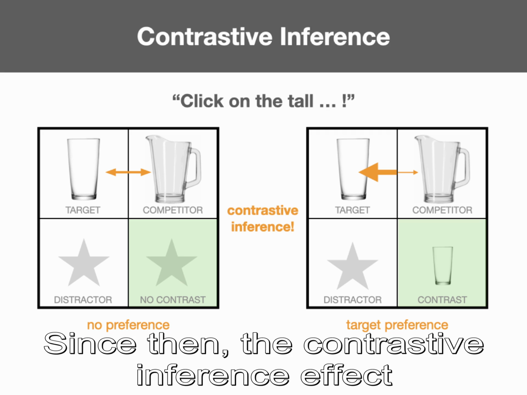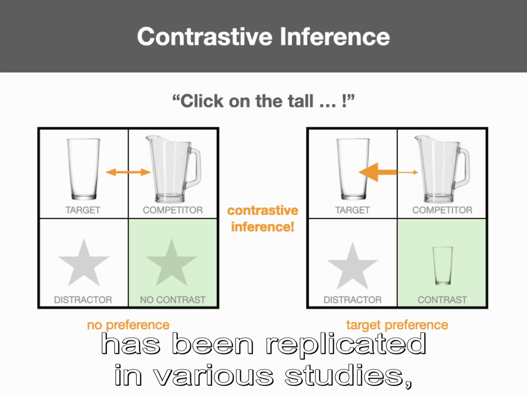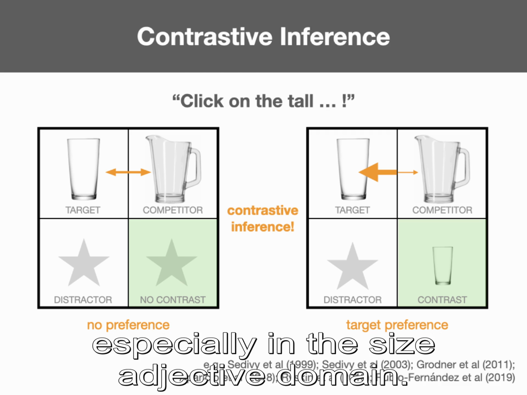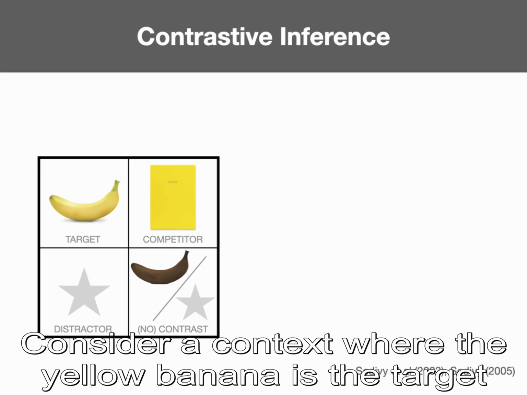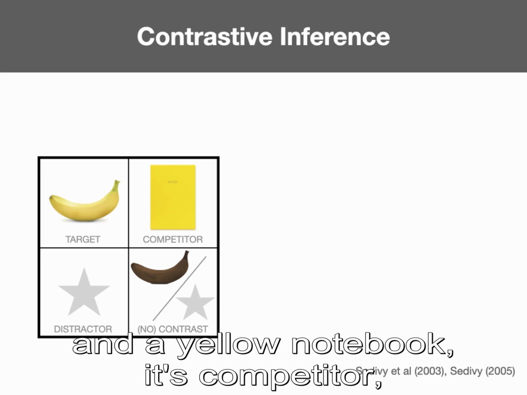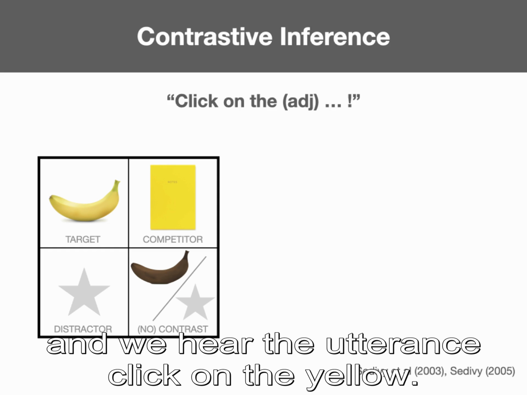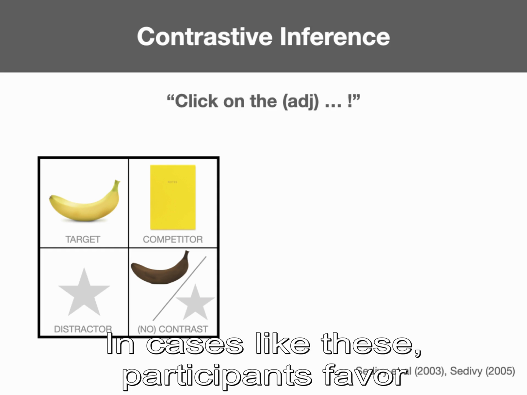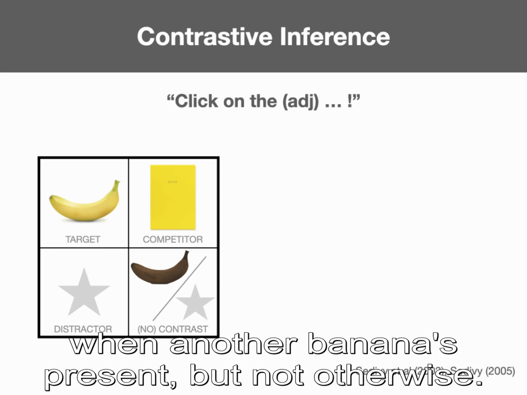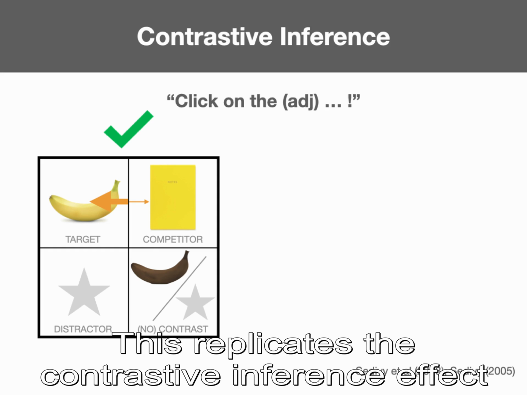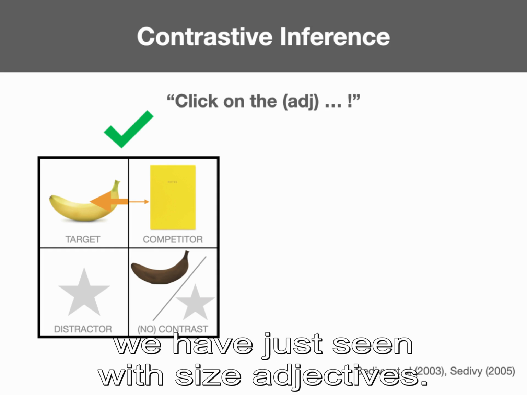Since then, the contrastive inference effect has been replicated in various studies, especially in the size adjective domain. We can easily transfer this reasoning to the color domain. Consider a context where the yellow banana is the target, and a yellow notebook its competitor, and we hear the utterance, "Click on the yellow." In cases like these, participants favor the yellow banana over the notebook when another banana is present, but not otherwise. This replicates the contrastive inference effect we have just seen with size adjectives.